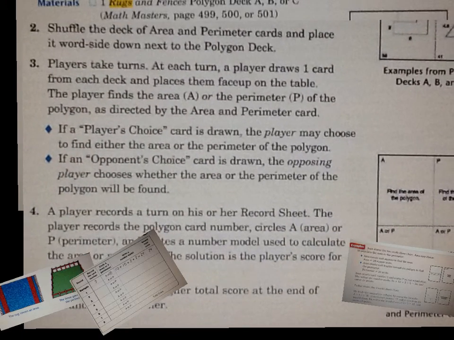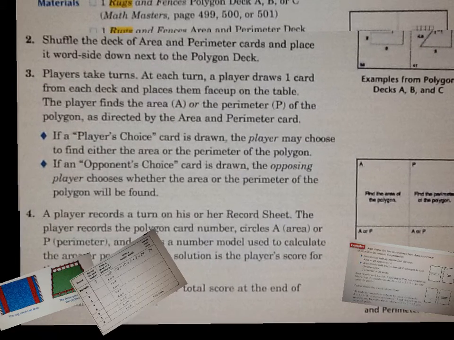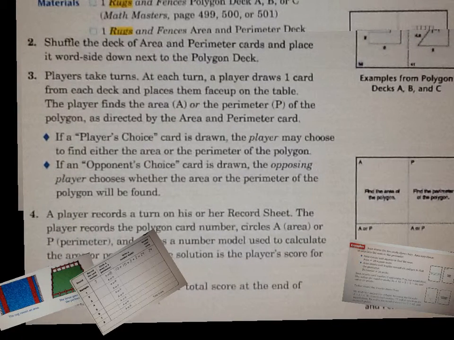Then, you need to shuffle the deck of area and perimeter cards and place it word side down next to the polygon deck. Players will take turns. At each turn, a player draws one card from each deck and places them face up on the table. The player finds the area or perimeter of the polygon as directed by the area and perimeter card.